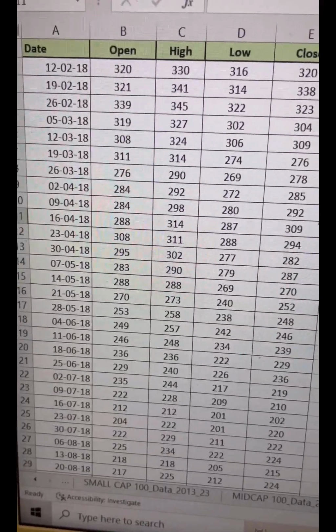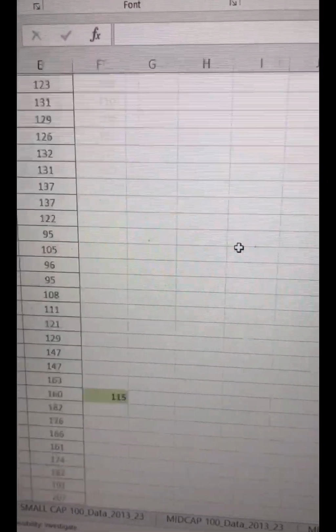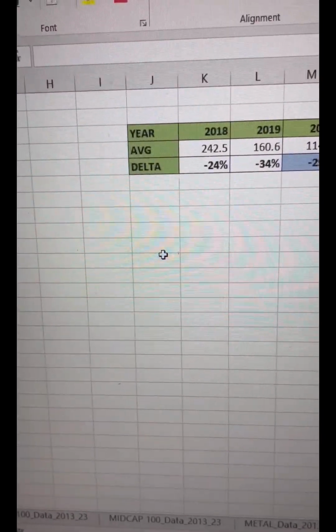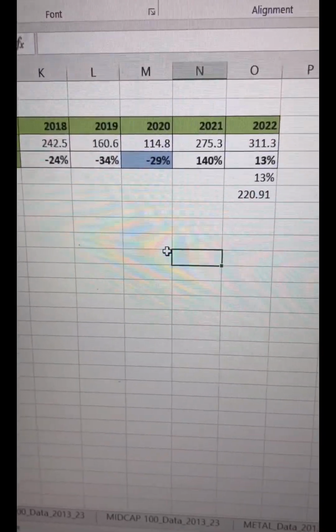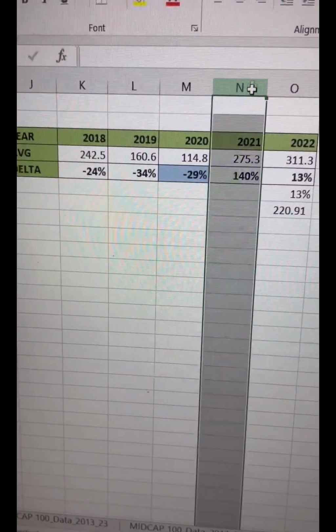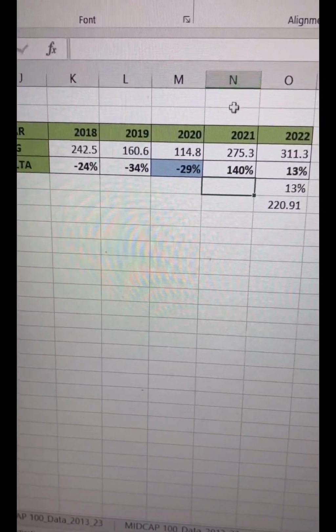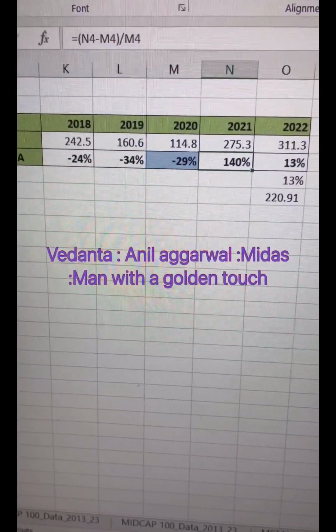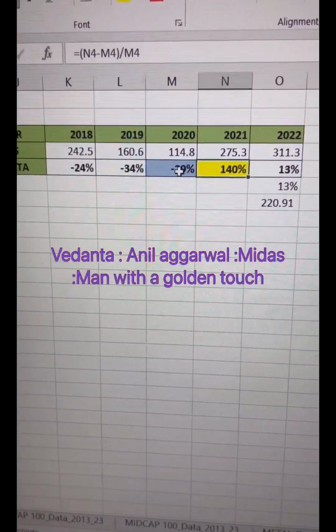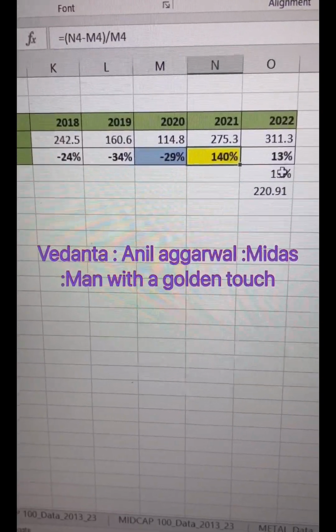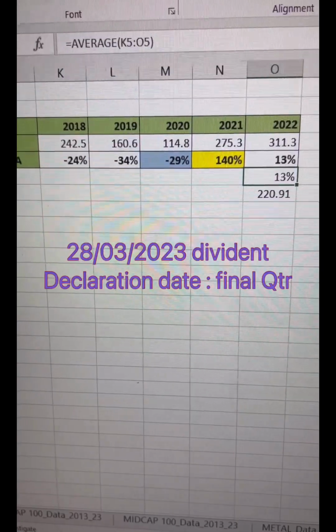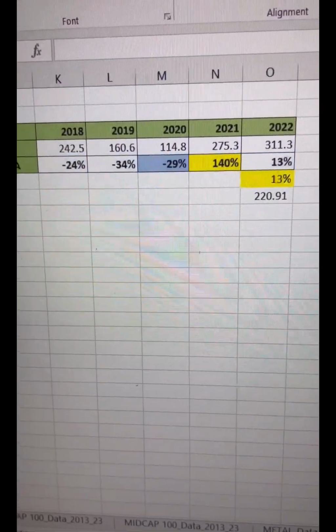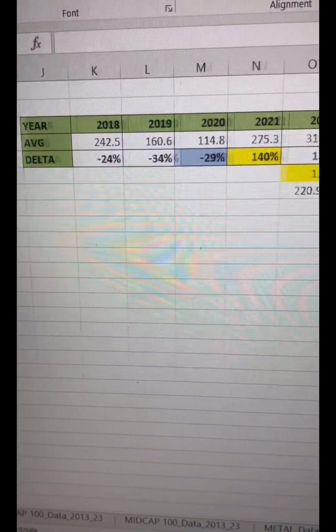And at last, my favorite stock, Vedanta Limited. It's a very good stock, and for the last 3, 4, 5 years I have analyzed the data and found that it is very interesting to invest in, because in 2021 it gave 140% return. I think it's going to be a massive giant in the upcoming trend in India, and it has been playing a very good role in the Indian economy. I think you should also invest as per your risk appetite, and it is giving 13% annual return over the last 5 years, which is a good number.